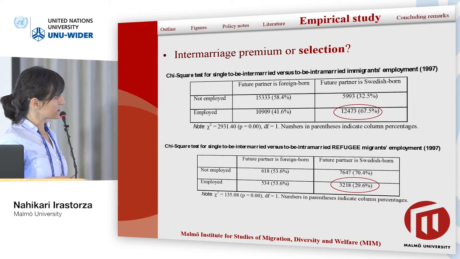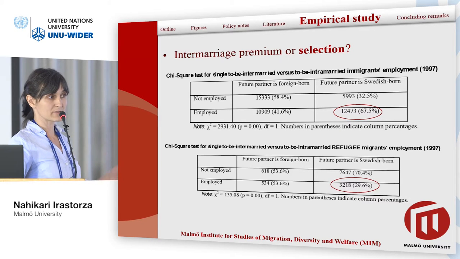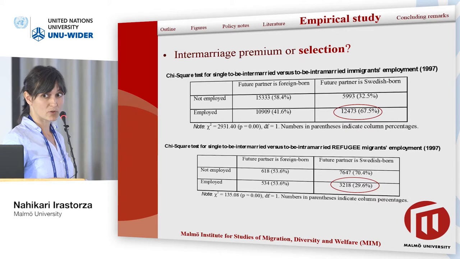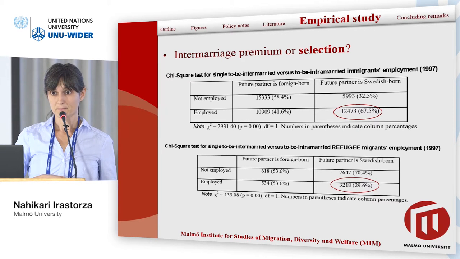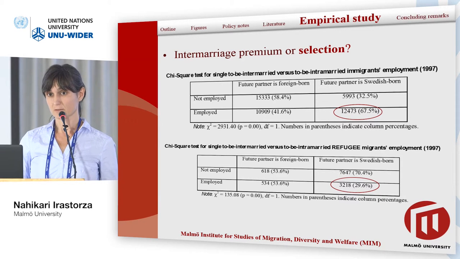For refugees, we found the opposite. Only 29% of those who were going to be married to natives were working, whereas the number was higher for the others. We selected those who were 25 to 60 years old.